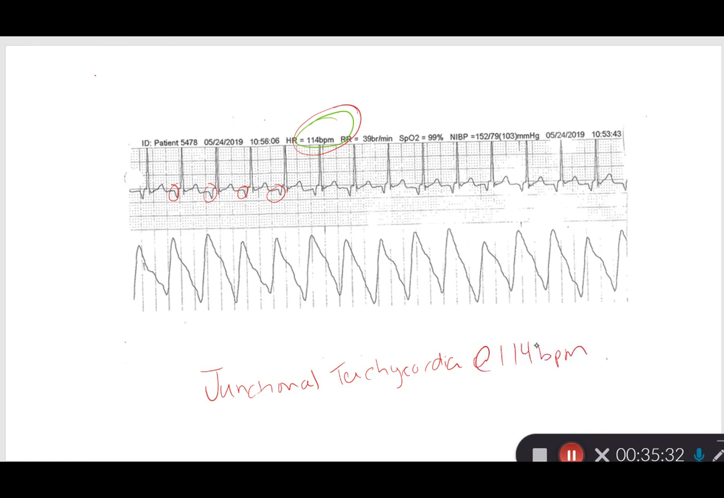Now everything else looks okay. My J point ends right here, which is right on the isoelectric line, so I don't have any ST segment deviation. It's just that it's junctional because I have those inverted P waves and it's pretty fast.